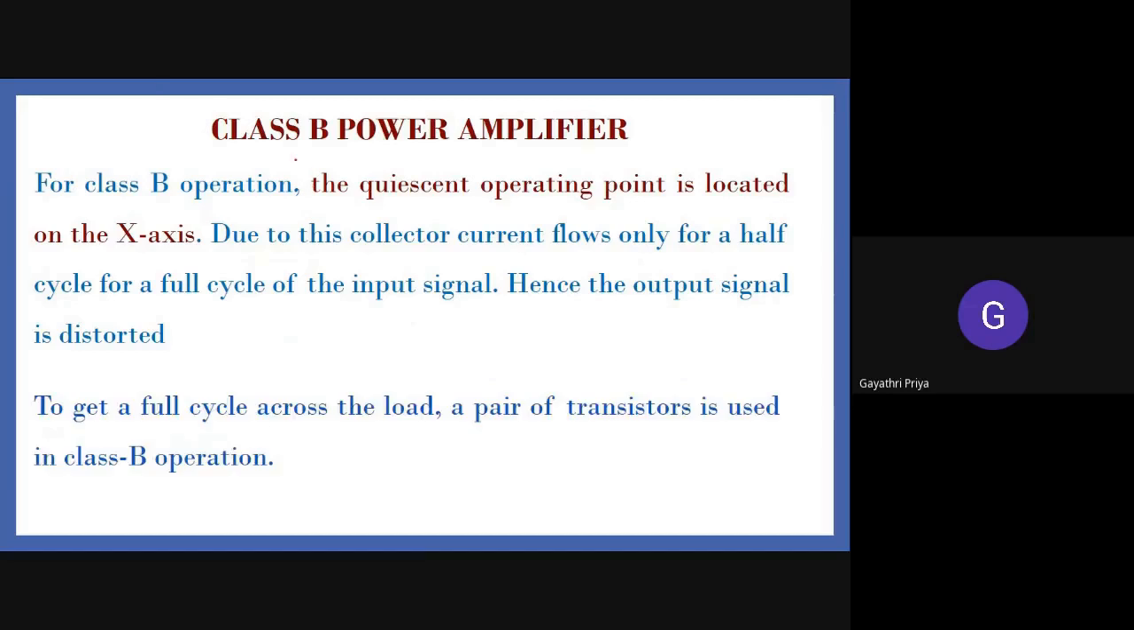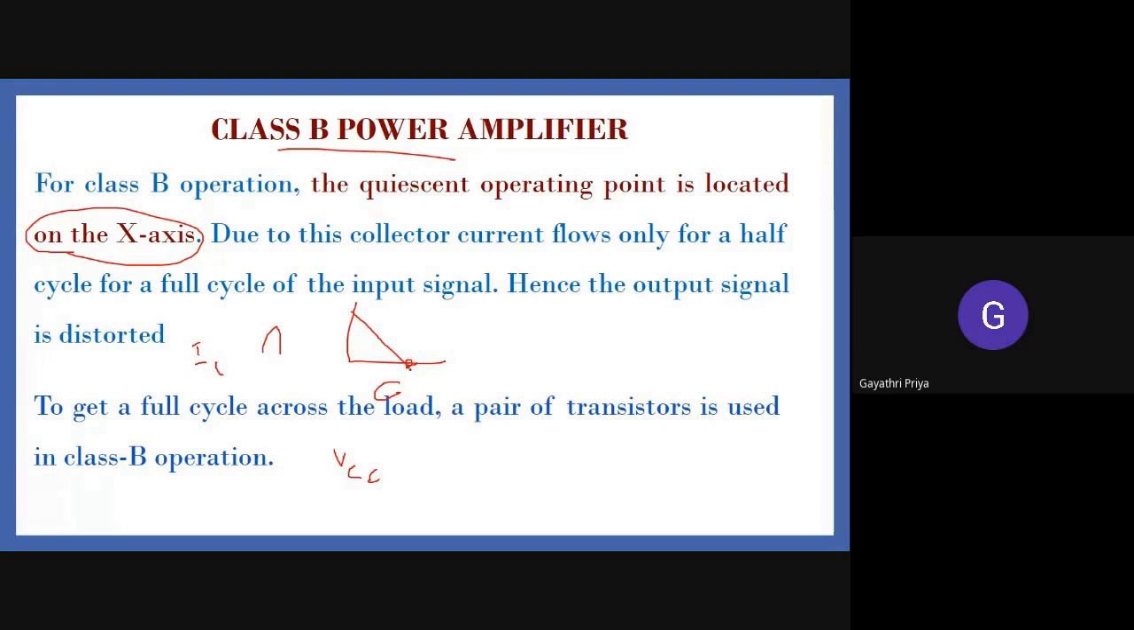In this session, we are going to discuss the Class B power amplifier. Already we have said the Q point is located exactly on the x-axis. So if it is placed exactly on the x-axis, I could get only one half of the signal for both the collector current as well as the collector-emitter junction voltage. I could get only one half cycle.